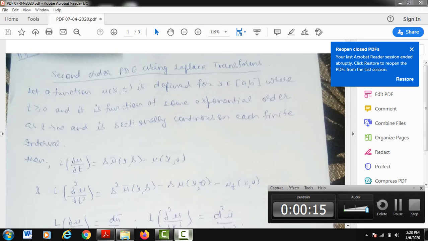I am here again to continue with the previous topics of Laplace equation. Today our topic is second order partial differential equations using Laplace transforms. This is the students' last topic of our syllabus.